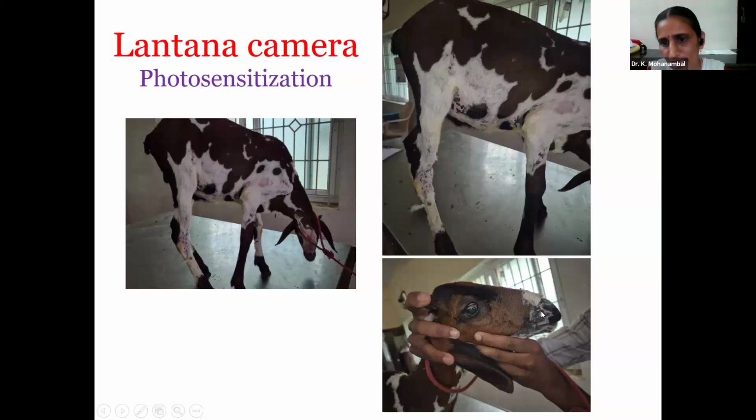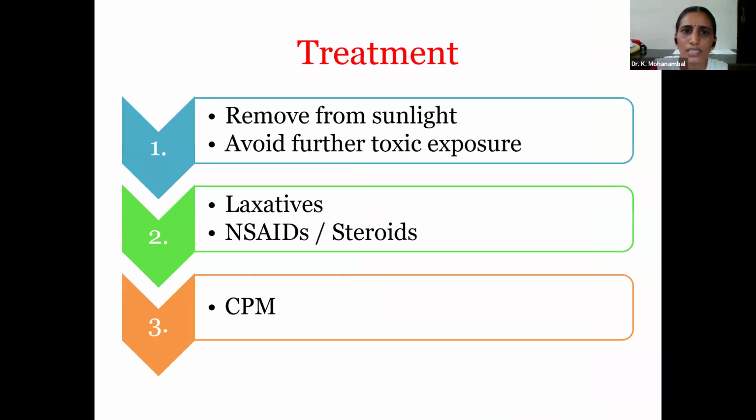There is a slough of the skin and mild edema was noticed. It is the typical clinical sign for Lantana camara poisoning. The best way is to keep the animal away from the sunlight and avoid further toxicosis. The owner should be properly advised not to allow the animal to graze, and to tie the animal in a shaded area. The animal should not be exposed to sunlight, which will aggravate the condition.